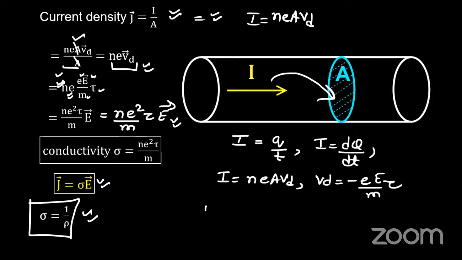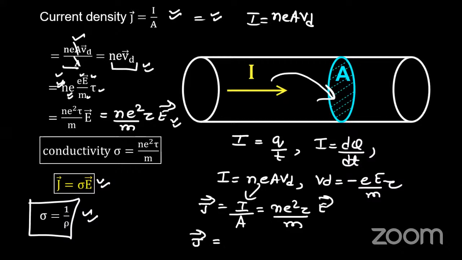Then we also studied one more thing, current density, which is current upon area. And in the new format which we have studied, it is given as n e square tau by m, because when you put this quantity, you will get this electric field. And this can completely be compared as J is equal to, I can write it as sigma times electric field.